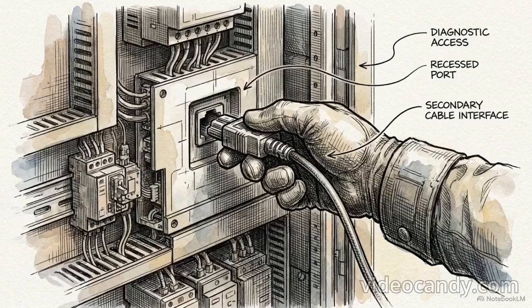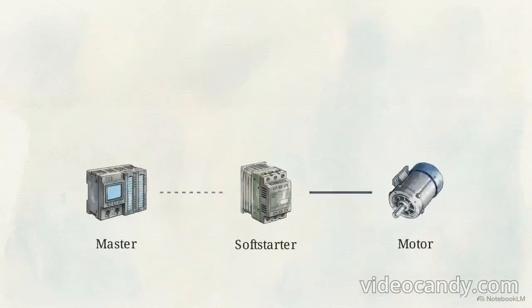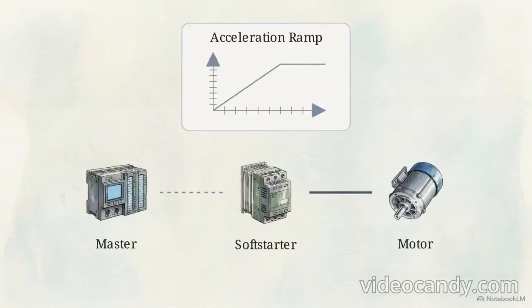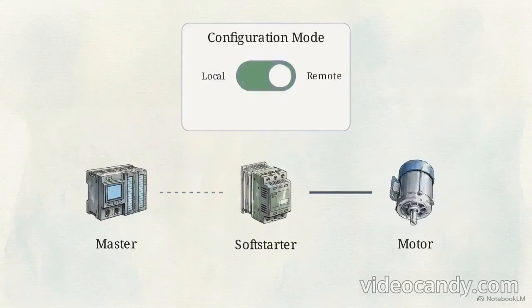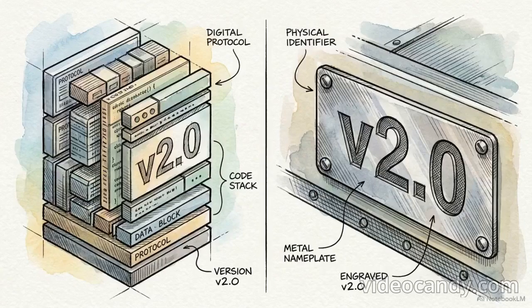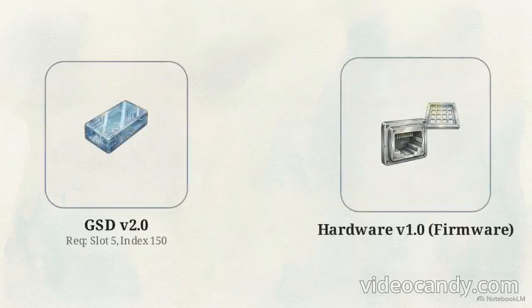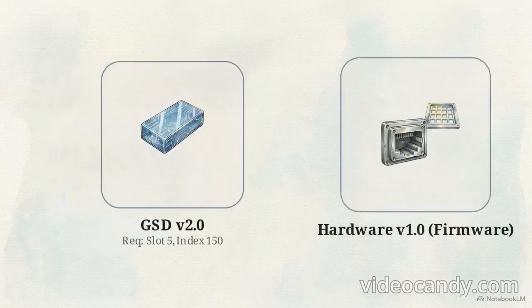The GSD file allocates memory for these operations using specific keywords, namely User_Prm_Data and Ext_User_Prm_Data_Ref. By incorporating these text blocks into the configuration, the system gains direct access to specialized registers and functions otherwise hidden from standard cyclic polling. Instead of just turning a motor on or off, the master can now define precise acceleration ramps, set specific overload thresholds, or switch the module entirely between local and remote configuration modes.